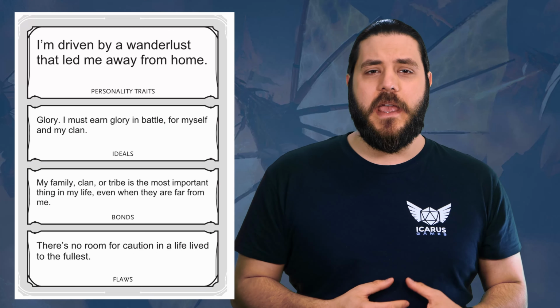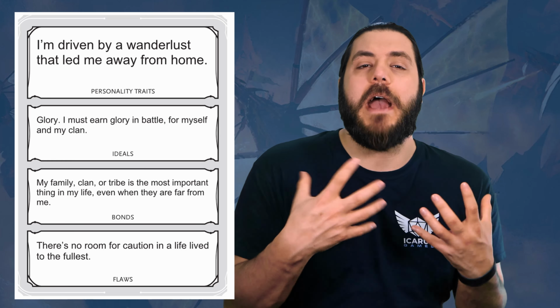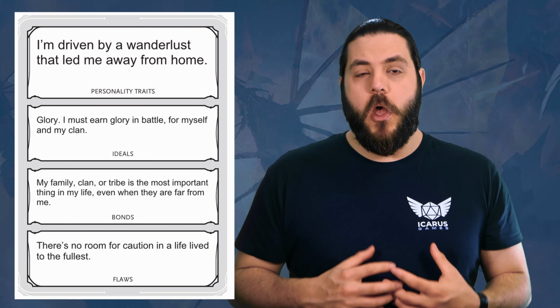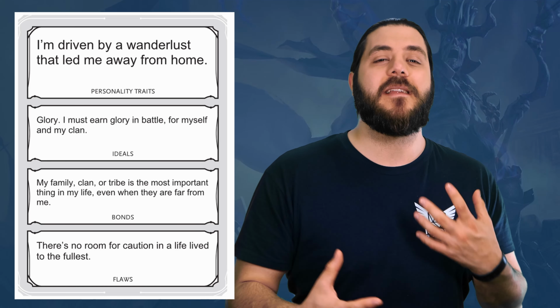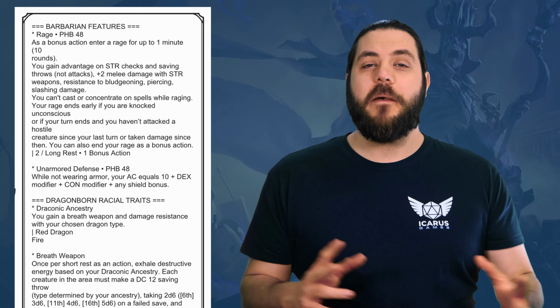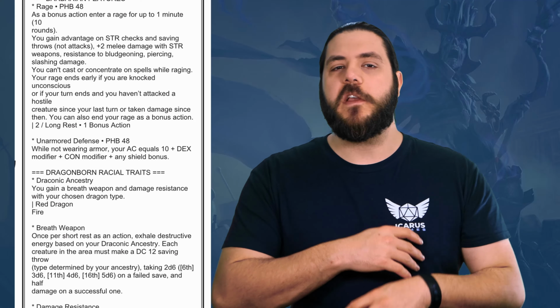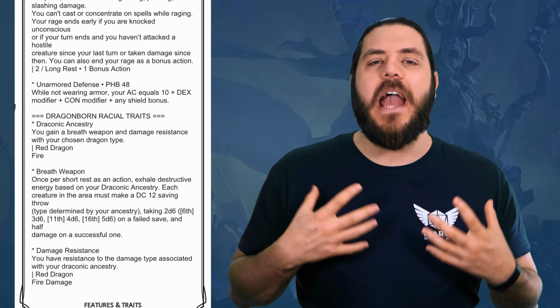Then over on the right side here, we've got information about your character. Personality traits tell you about who your character is. Ideals tell you about what your character believes in. Bonds tell you about how your character is connected to the world, and flaws tell you what shortcomings your character has. And then we've got a section for you to write down all the special rules that your character gets from their race, their class, background, or any other source.